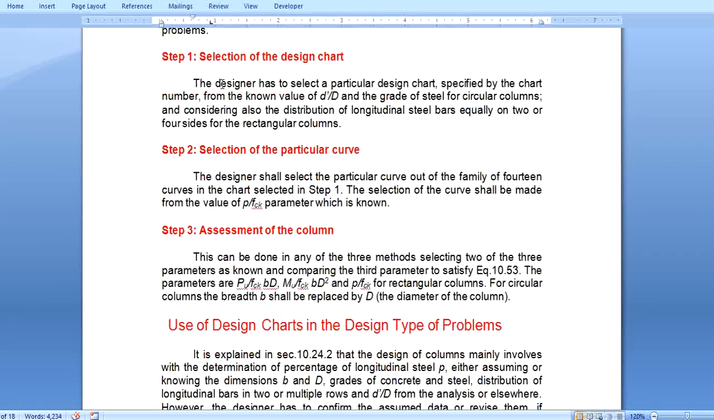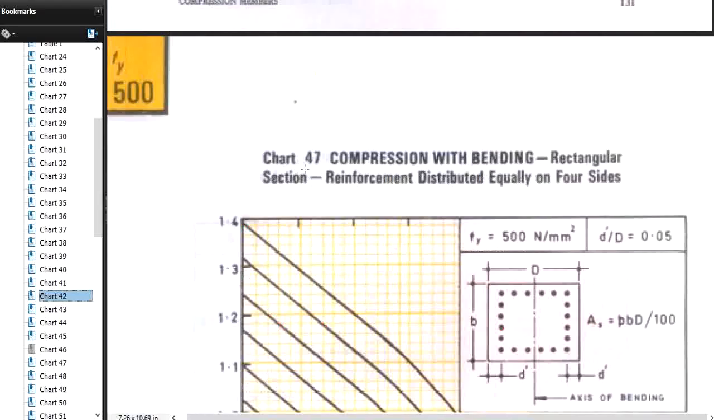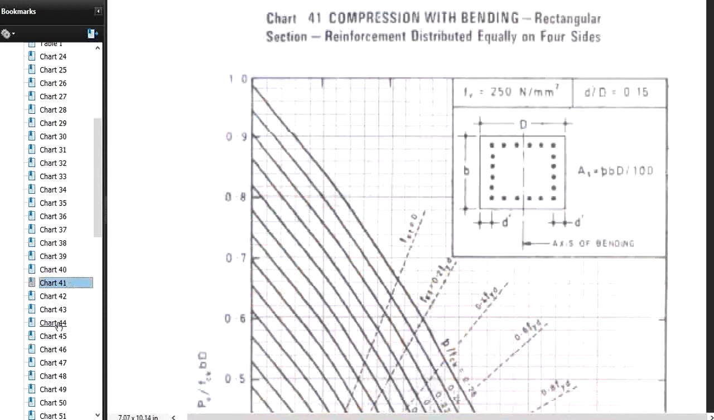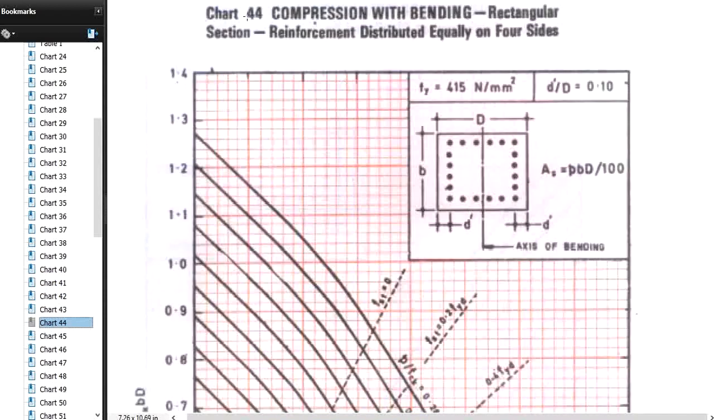So these are the steps involved in solving the problem. The first one is selection of design chart. While selecting the design chart, we must be specified with the value of d dash and D, the grade of steel and the grade of concrete. Based on that we are going to select the design chart. There are various design charts, 41, 42, like that. For example, the chart which I have opened is chart number 44, which is applicable for grade of steel Fe415, d dash by D ratio 0.1. So like this we need to select the charts.